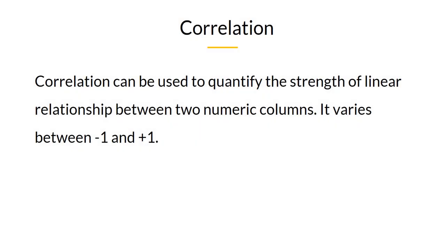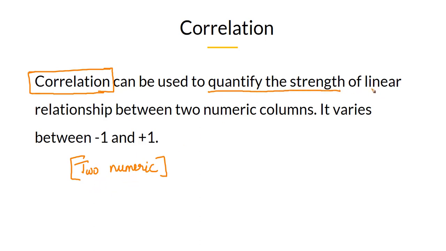Now let's look at correlation. Correlation is another statistical metric that is computed between two numeric variables. Both the variables have to be numeric in nature, right? You can compute the correlation between two numeric variables in order to quantify the strength of their linear relationship. And this value always lies between -1 and +1.